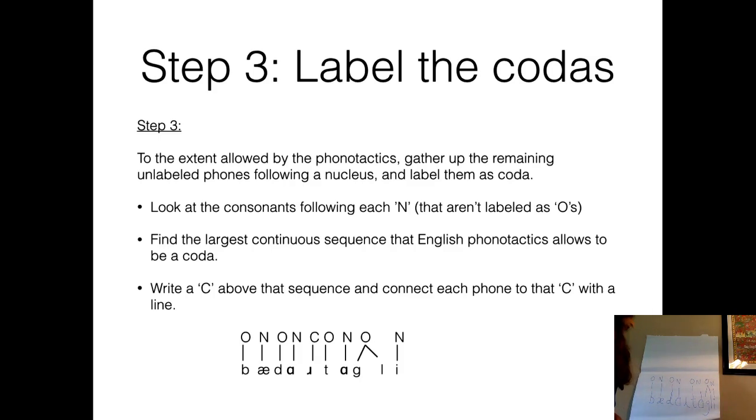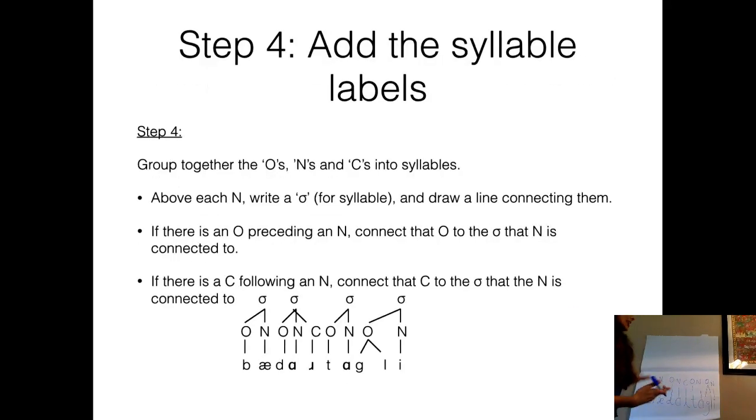Step 3 of the algorithm is to identify the coda, and as you can see, there's only one coda in this entire word, and that is the R. And so we identify that as the coda, and now we have marked all the speech sounds either as an onset or a nucleus or a coda. And now the last step is to add syllable labels.